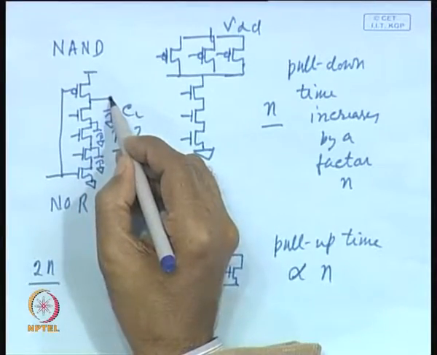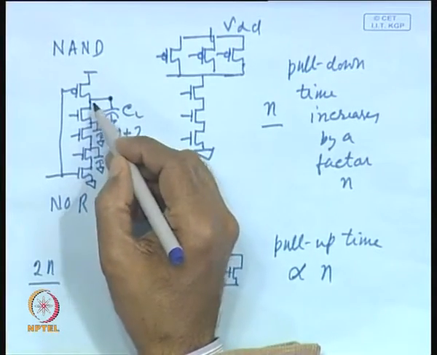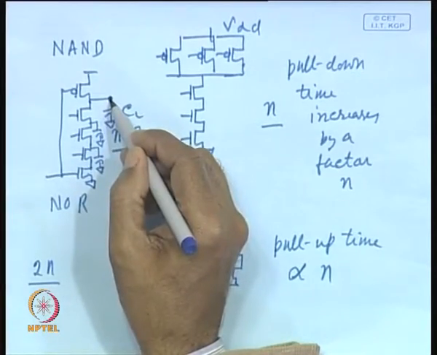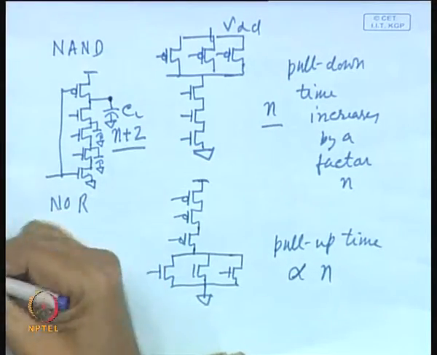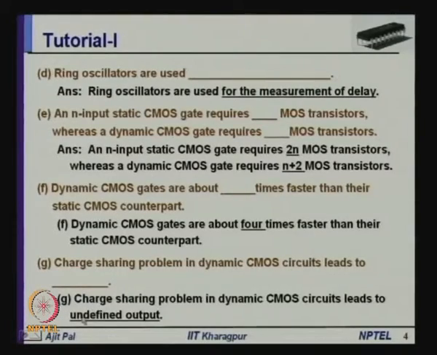This is one of the most important outcomes of charge sharing, and of course, later on we shall see that charge sharing also leads to additional power dissipation. For example, you have charged it to 1 and subsequently the next output is also 1. So, in between during evaluation it will discharge and again you have to charge. So, that will lead to additional power dissipation, but the primary outcome is undefined output.